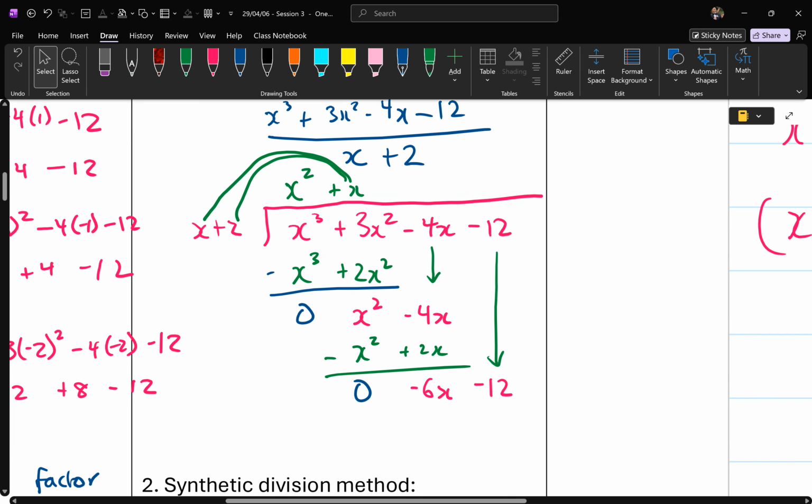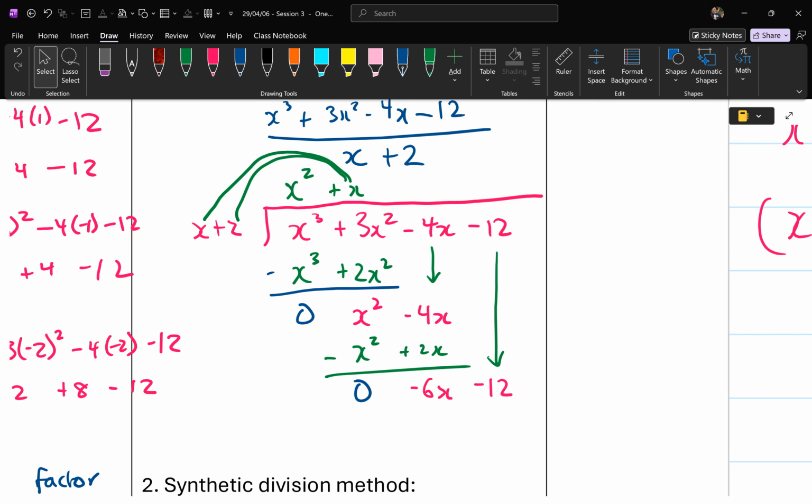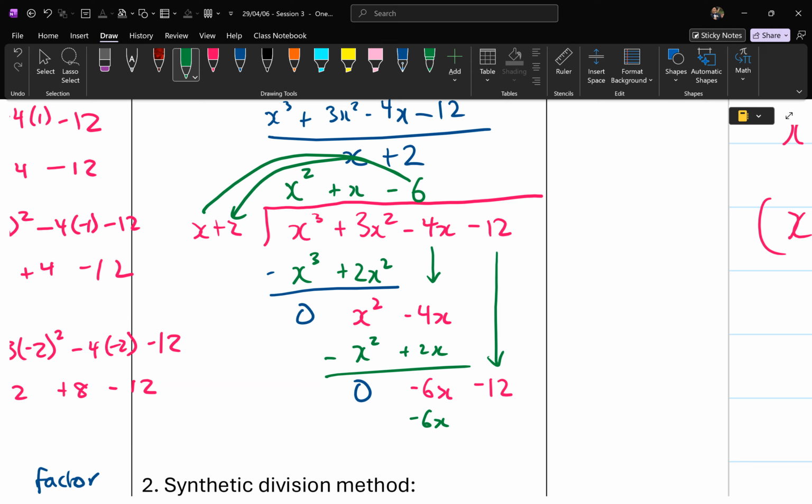You need to match this -6x. What number do I put up here to times x to get to that last number? What must it be? -6. Very good. -6 times the x will give you my -6x. But then -6 times 2 gives me -12. And it's not by accident these two match.